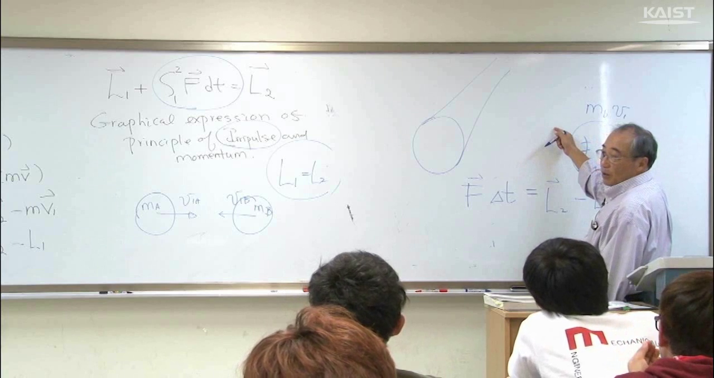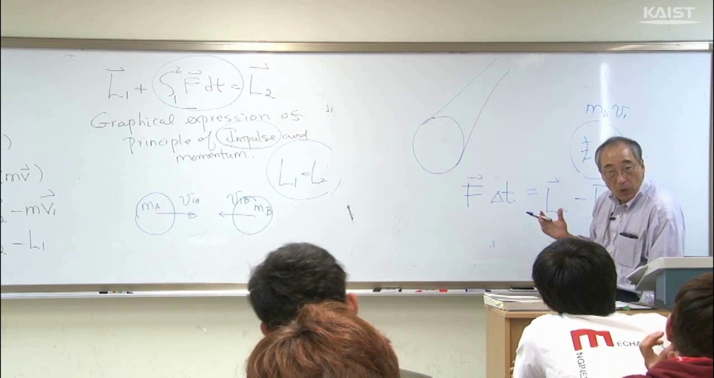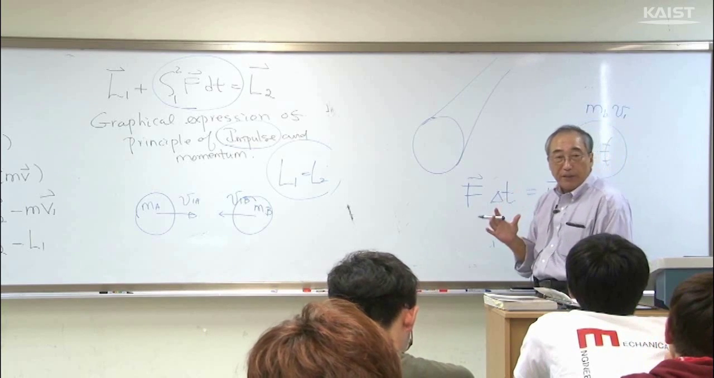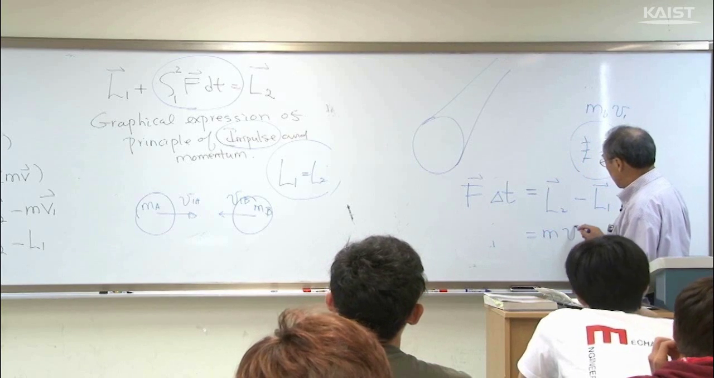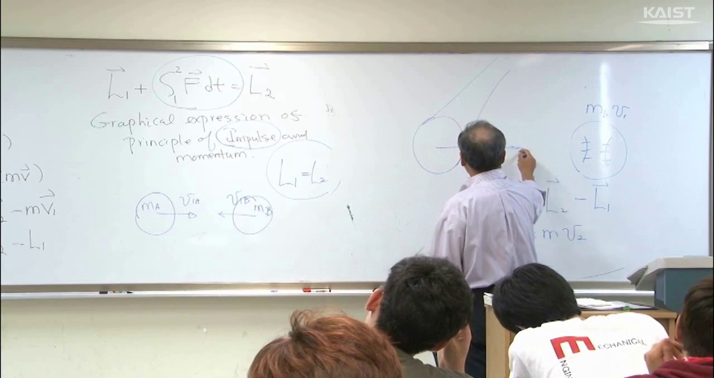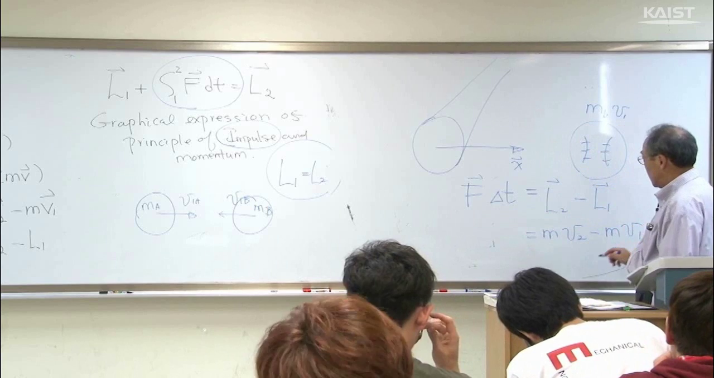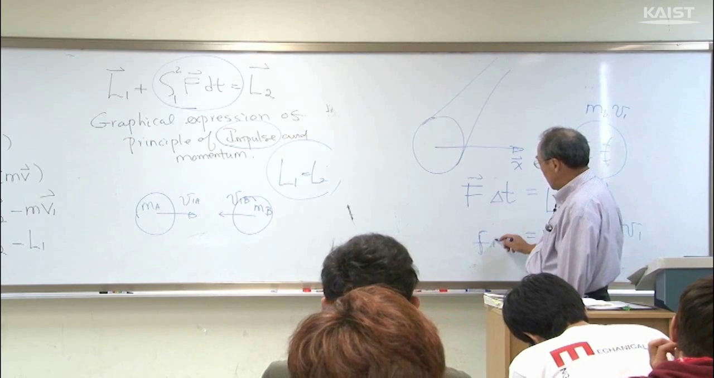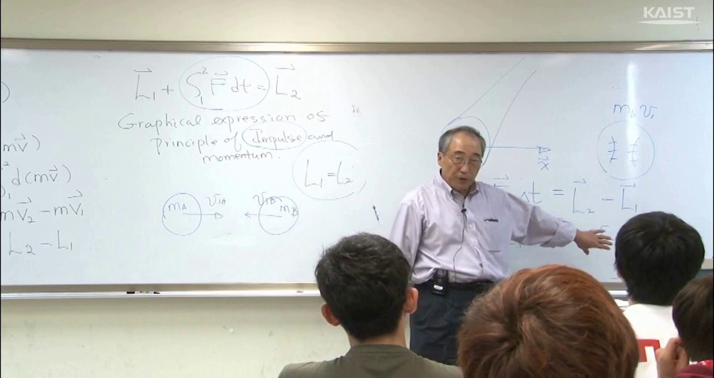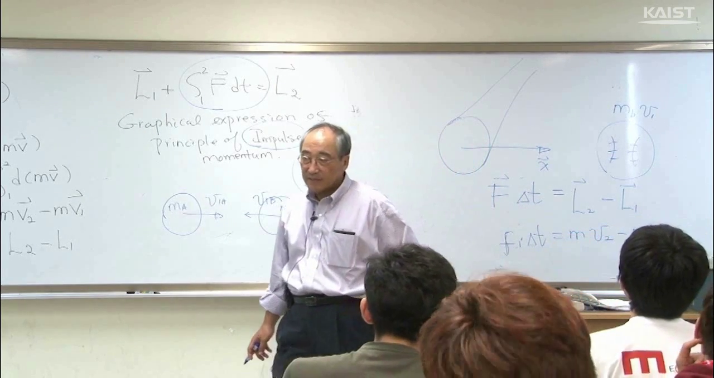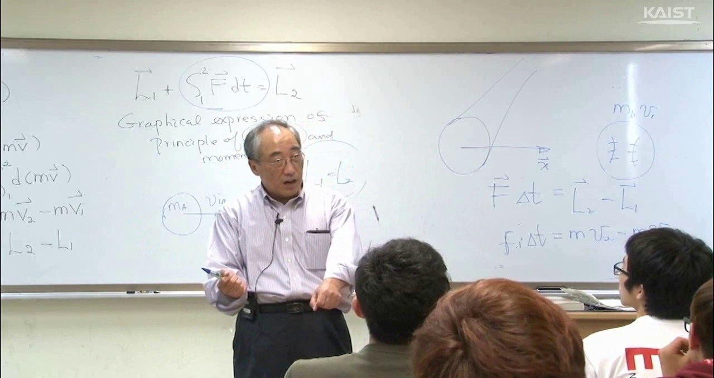Say this is state 1, just before I hit the ball, and state 2 is just after I hit the ball. Then L2 is m V2, using this as the coordinate, minus m V1 is equal to the force multiplied by delta t. So if F is very large, I can produce a big difference. That means V2 can be increased. Therefore, when you make a big hit, the force has to be large.